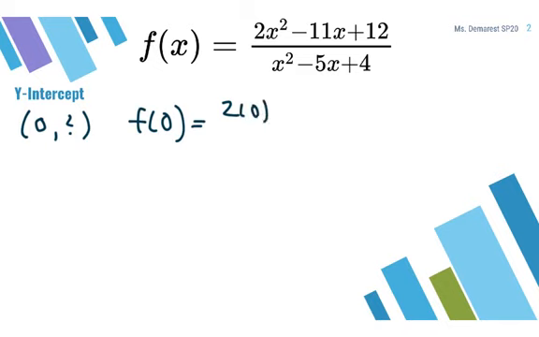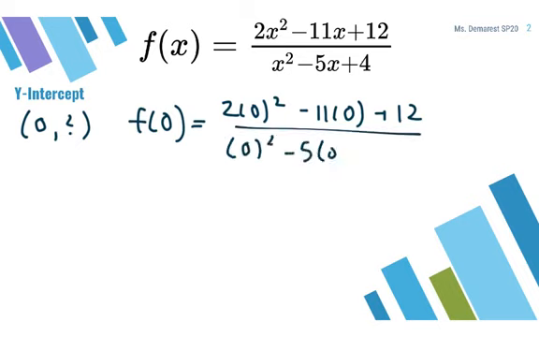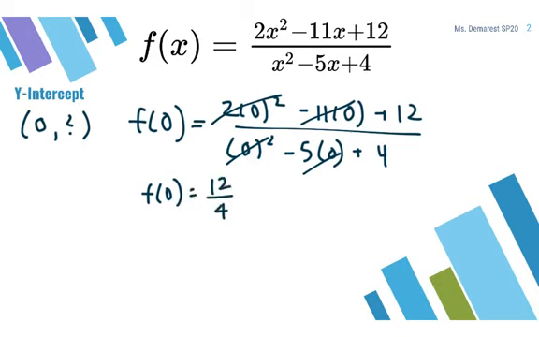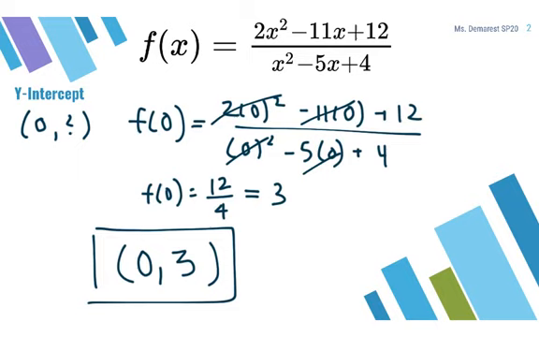So 2 times 0 squared minus 11 times 0 plus 12, divided by 0 squared minus 5 times 0 plus 4. This is why I like doing it in non-factored form. All this stuff that's being multiplied by 0 cancels. So we're just left with 12 over 4, which is 3. So my y-intercept is (0, 3). And remember, you have to write that as an ordered pair because it's a point on your graph, and I need to know that it's a point, not an equation. Okay, so that's our y-intercept.